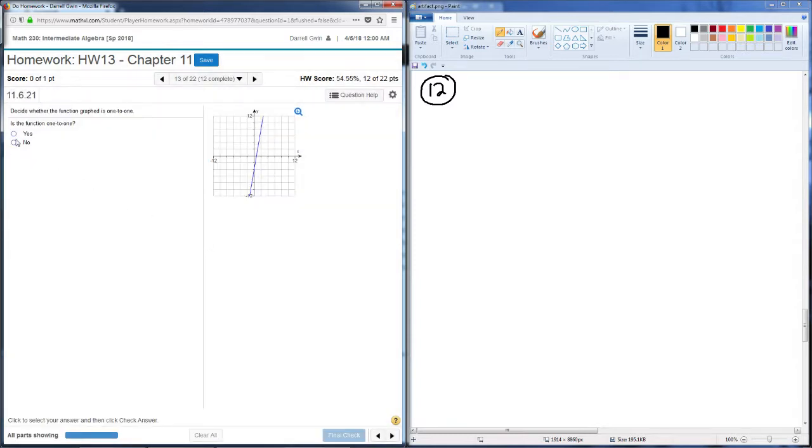Give me another one of those. Is this a one-to-one function? Yes, because I cannot draw a horizontal line that will intersect more than once. So yes, it is a one-to-one function. Good job. Is this a one-to-one function? No, because I can draw a horizontal line right here. Boom, boom, hits twice. Horizontal line right there.